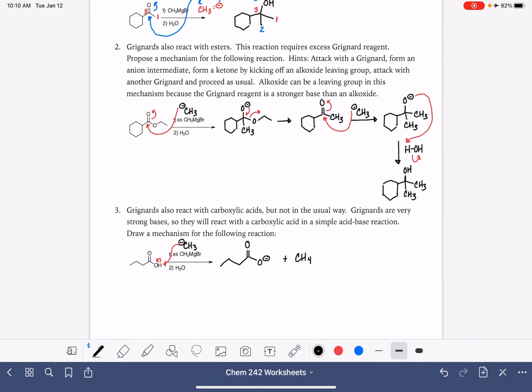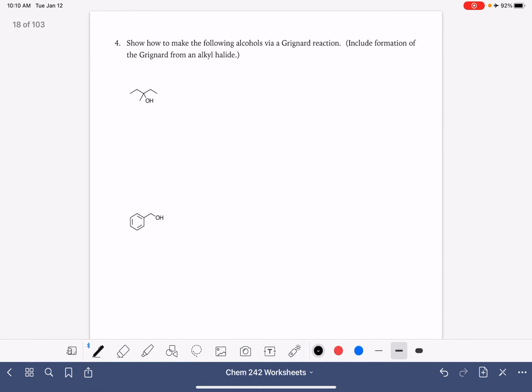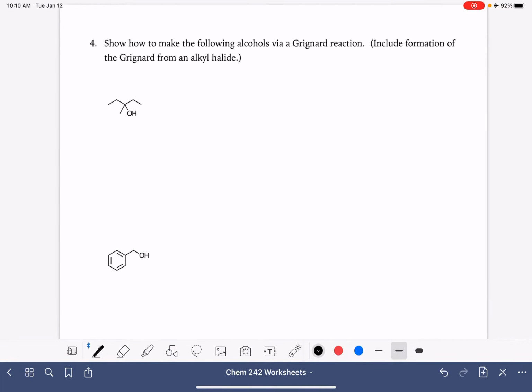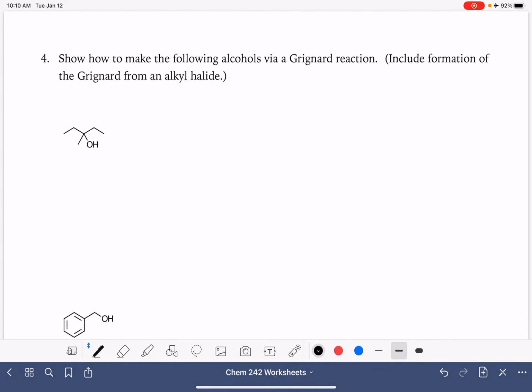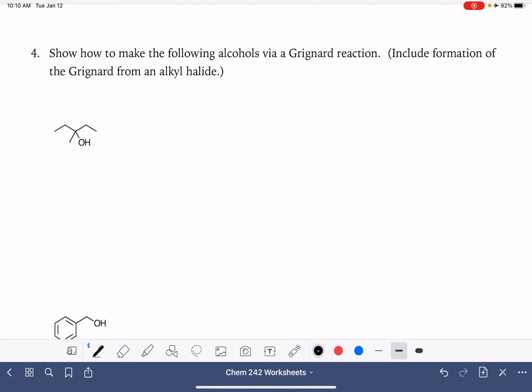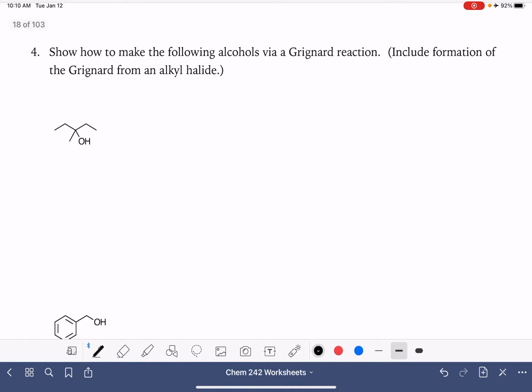Now let's take a look at some reactions where we are actually being asked to synthesize an alcohol from a Grignard. In this particular situation, we would call this a retrosynthesis. Usually there are multiple correct answers to this type of problem. So I'm probably only going to show you one way to do this, but keep in mind that there is more than one way.